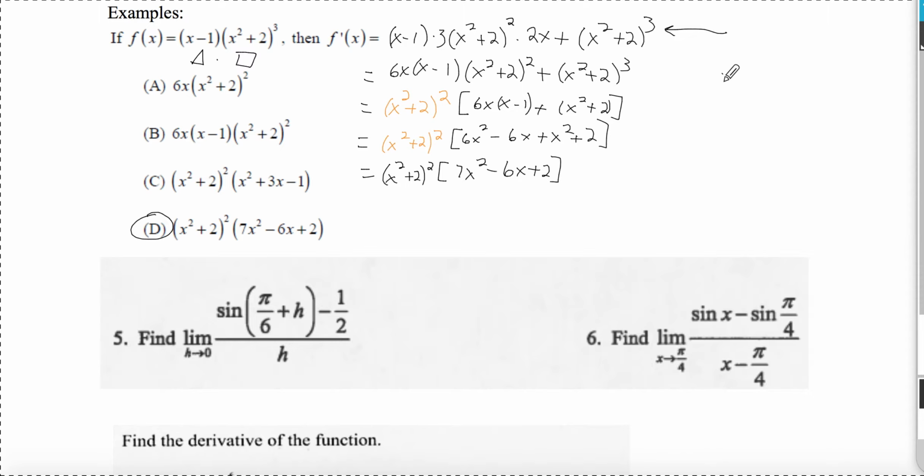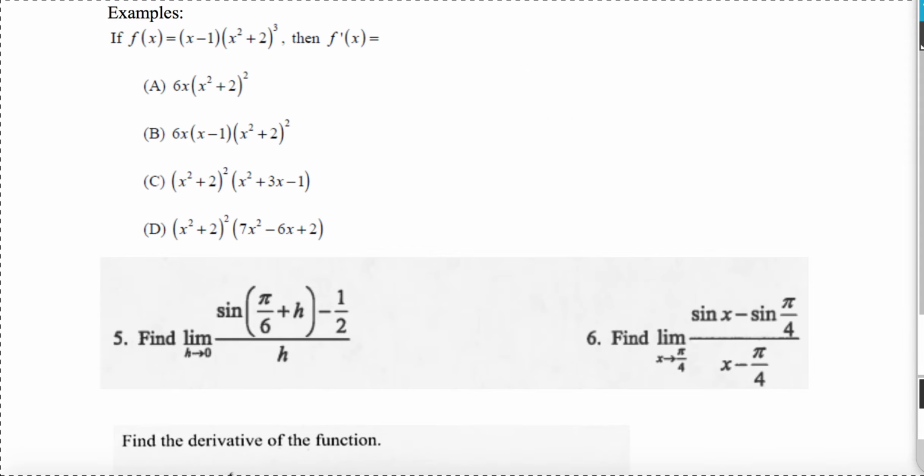Big takeaway here: be aware of your product plus chain rule. That's not how you spell that. Product plus chain rule. Okay. If you need extra work on that, just let me know. I can get it to you. Product plus chain rule. All right. Let me know if you need more of that kind of practice. Here we go, moving on.